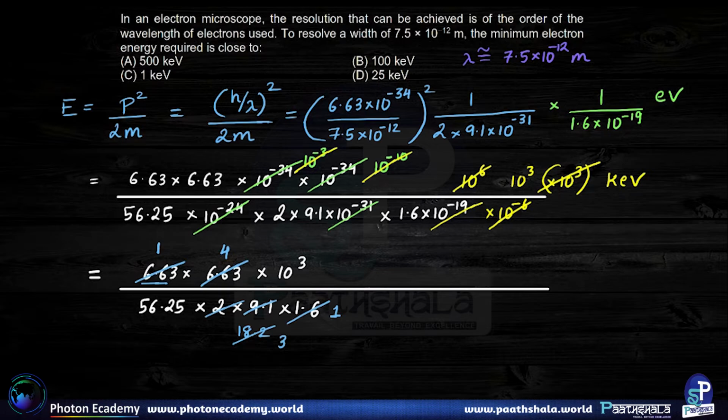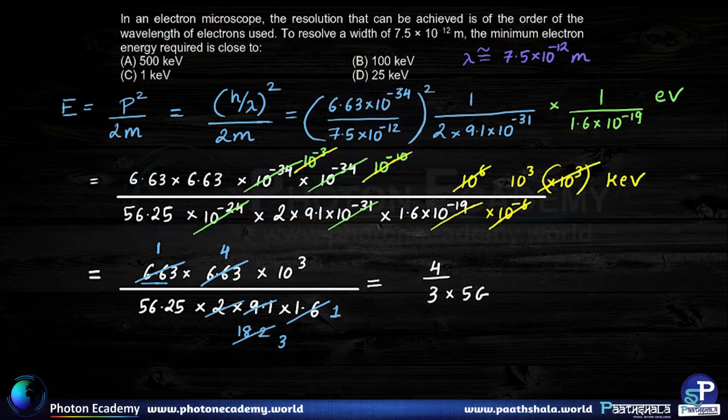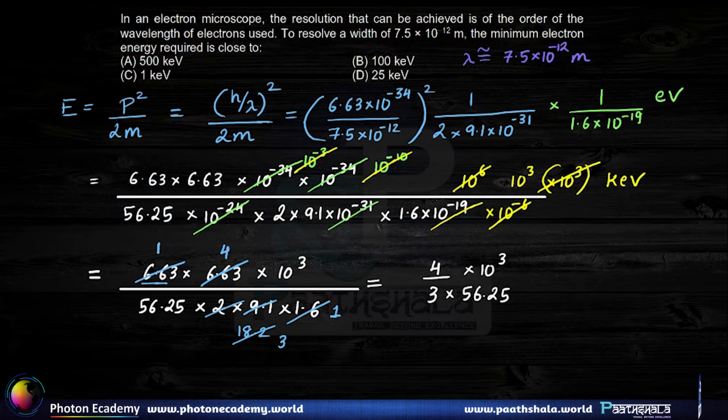So we are now left with essentially 4 upon 3 into 56.25, into 10 raised to 3, of course. So 56.25 into 3 is approximately 168.75. It's exactly 168.75, but I am going to write down that value as 168, the reason being I want to divide by 2. So this is 168 into 10 raised to 3.